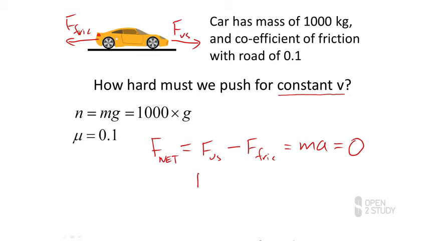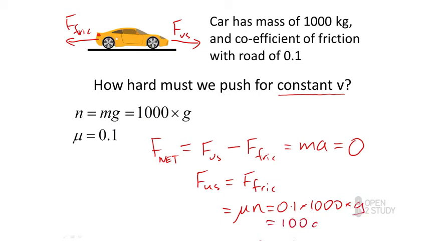So that now says the force that we have to push with will equal the force of friction. They're exactly balanced, and that's going to equal mu times the normal force, in this case 0.1 times 1,000 times g, which is 100 times g. It's the same force you would need to hold up a 100 kilogram mass. Quite a large force. Maybe you need someone else to come and help you push the car if that's the case.